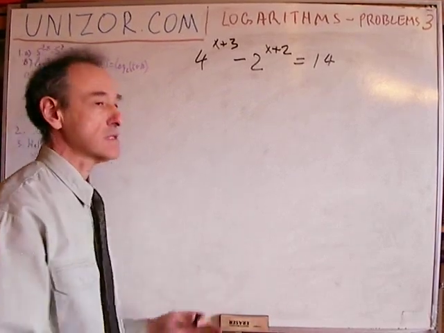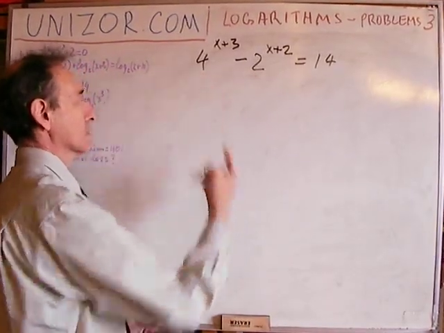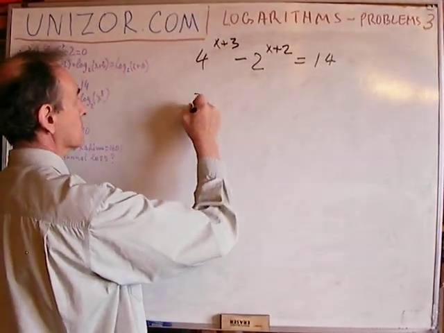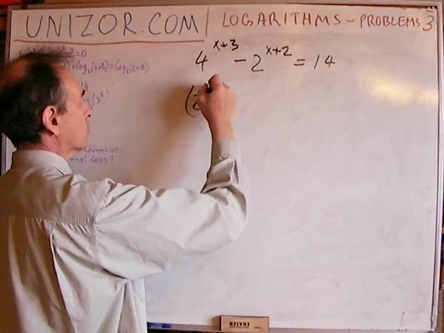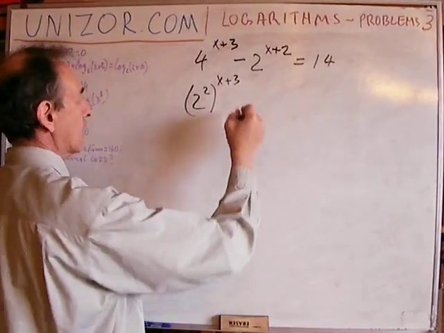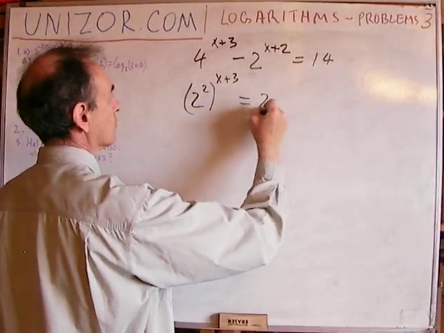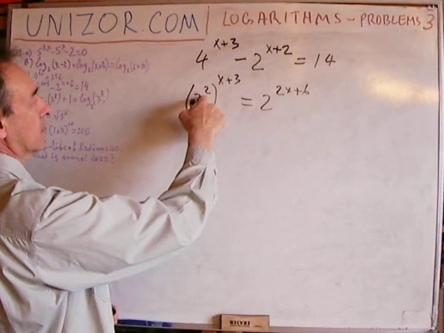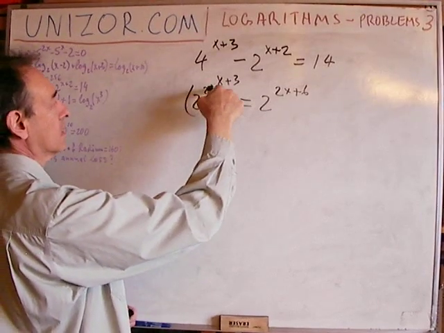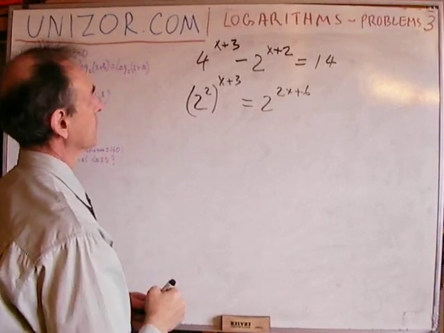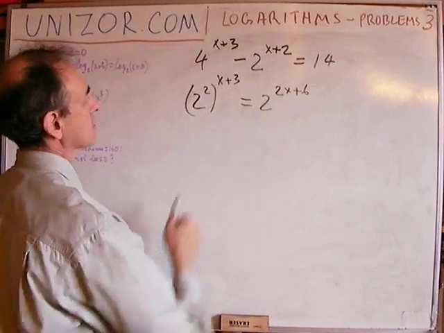Well, we obviously noticed this is 2, this is 4, which is 2 squared, so we can always write it as 2 to the power of 2 and then to the power of x plus 3, right? Which is actually multiplication, which is 2 to the power 2x plus 6. I have to multiply this exponential expression by this. Exponents are multiplied. So that's how I can represent this, which is good.